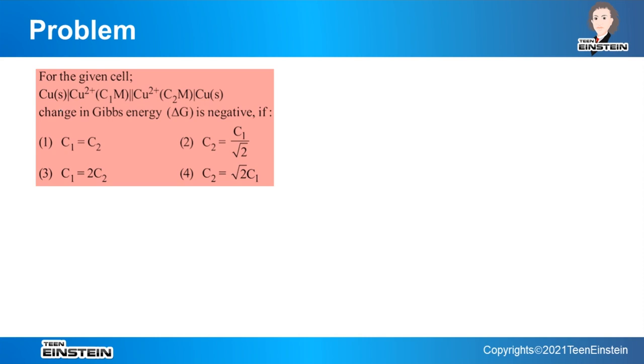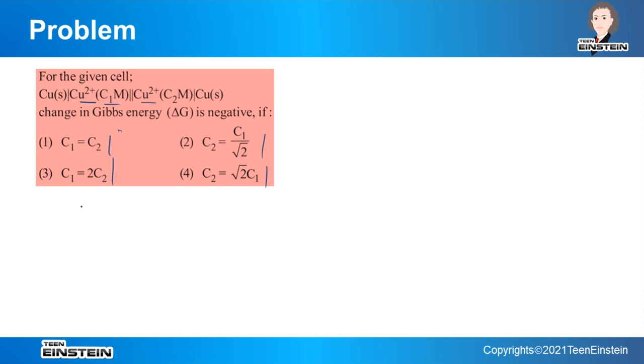Here a cell is given. Now see, this is very interesting. On both sides it is the same system. And what is the difference? The difference is only that on the left hand side the Cu2 plus concentration is C1 molar, and on the right hand side the Cu2 plus concentration is C2 molar. That is the only difference. And the change in Gibbs energy, that is del G, will be negative under which condition? So here 4 different conditions are given. So what is the relation between C1 and C2 under which del G can be negative?